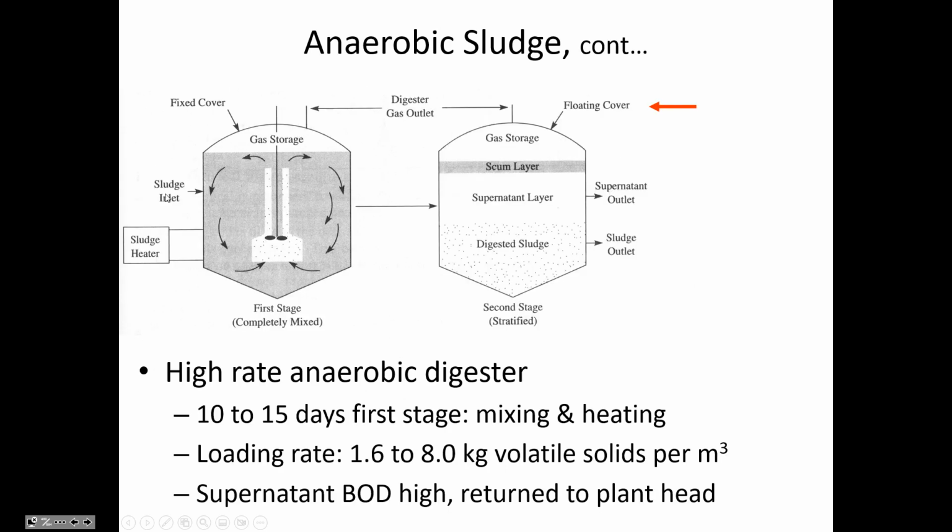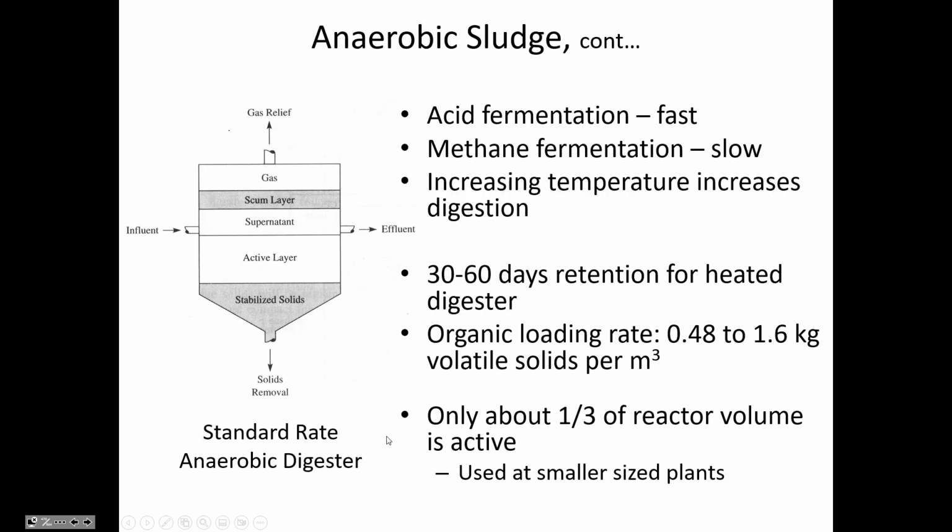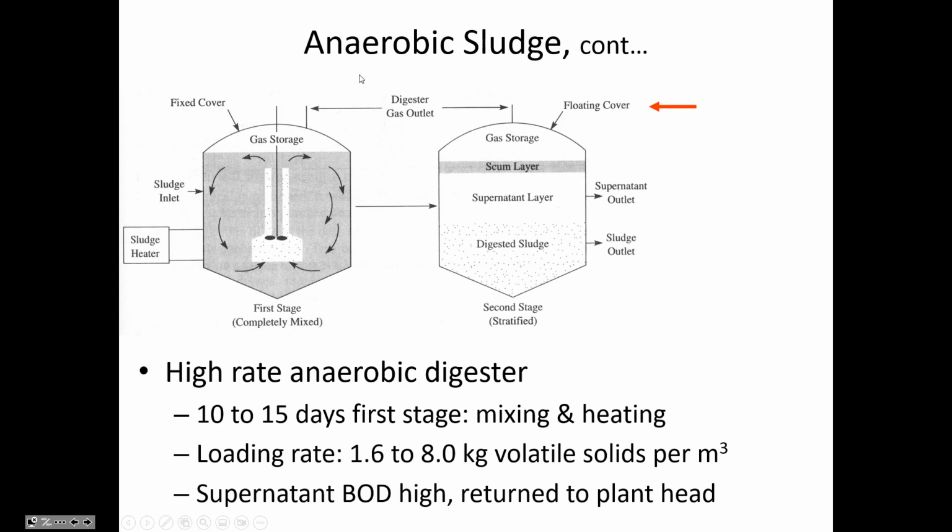And so to try and speed things along, a high rate anaerobic digester has been conceived where the first stage is completely mixed. And by completely mixing, what they're doing is they're dispersing the food that these anaerobic microorganisms are consuming throughout the entire volume of the reactor. And so now, instead of only 1/3 of the reactor volume being active, by having a completely mixed first layer, you're able to have that increased speed of the reaction.